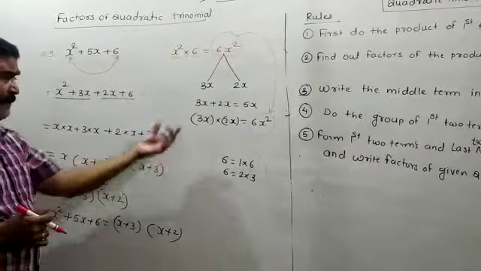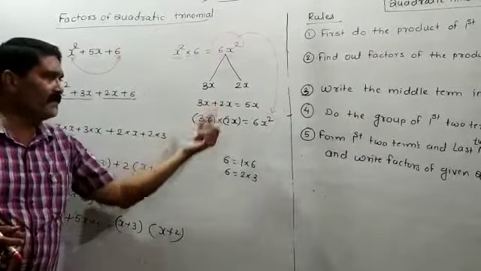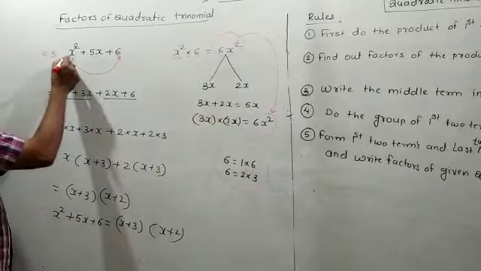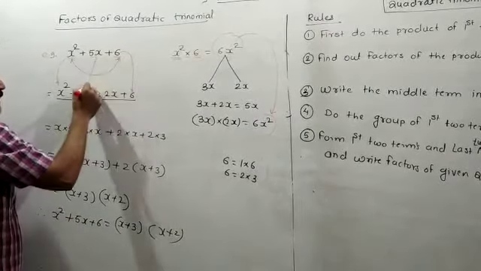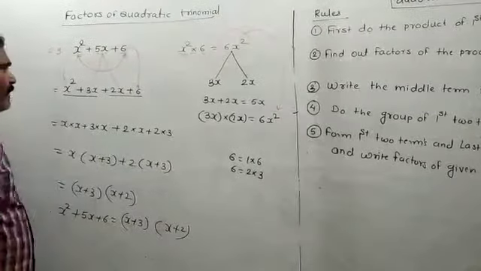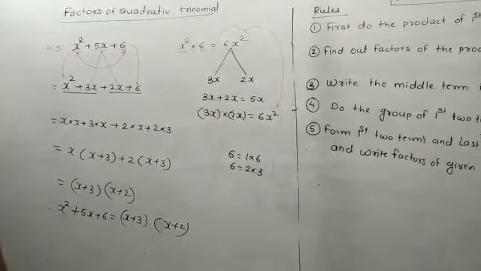Then after that you have to write this middle term 5x in the form 3x and 2x. I will write this x square as it is, this 6 as it is, only this 5x I will write in place of 5x as 3x plus 2x.